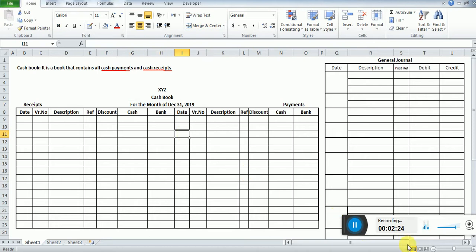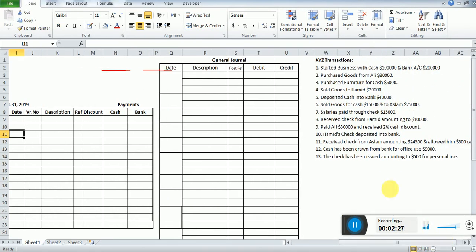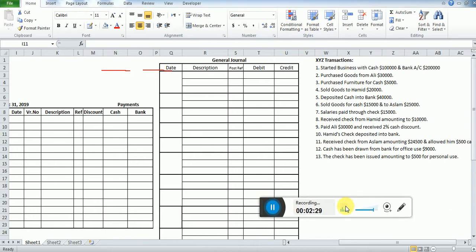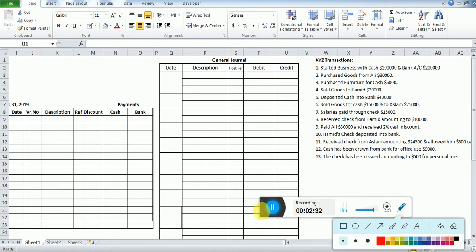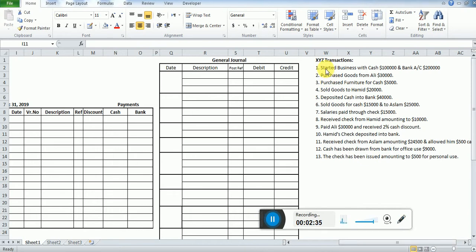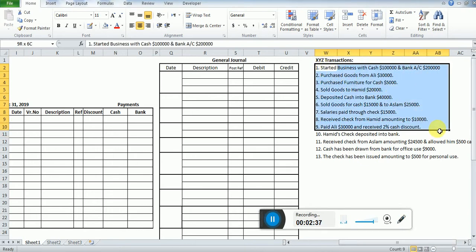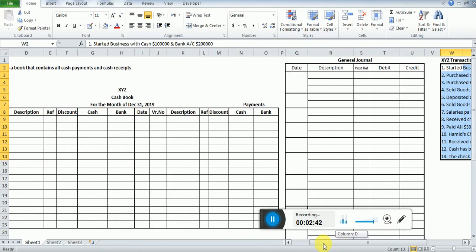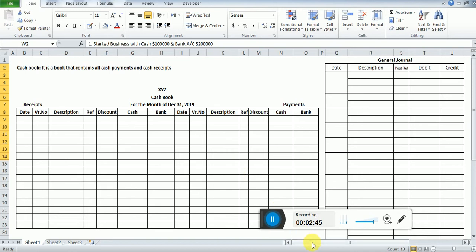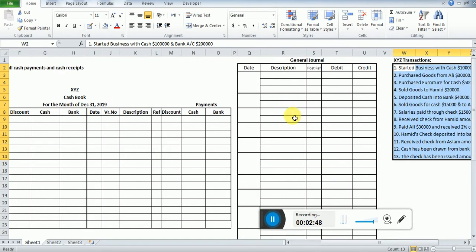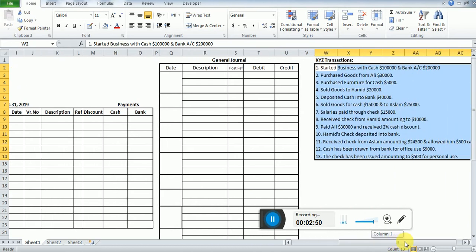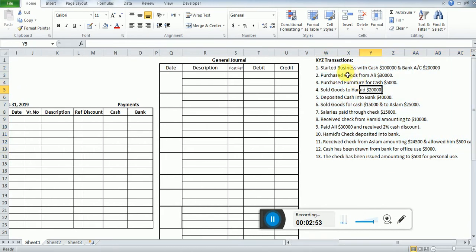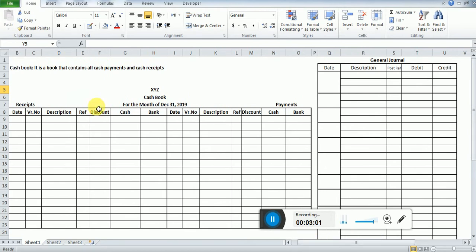So dear students, look here. Now we have transactions of XYZ company, and these are some transactions of December 31st 2019. Before recording all these transactions directly in this cash book, I'm first recording them in this general journal to make it very simple for you to see which are debit entries and which are credit entries, to make the comprehension and understanding of the cash book easy for you.